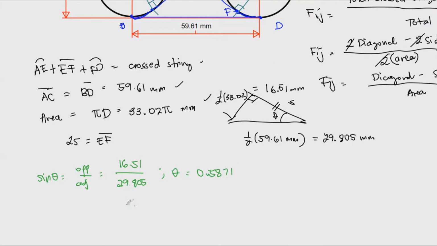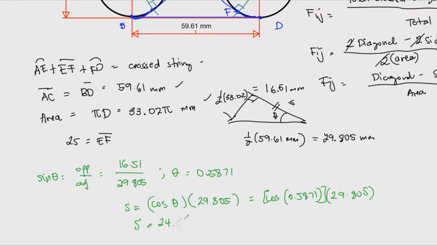So to be able to get this S, the length from E midway to F, that would be equal to the cosine of theta, because that is the adjacent side, and of course we need to multiply that with the hypotenuse, so that is multiplied with 29.805. So this is equal to cosine of this angle multiplied with 29.805. Therefore S is equal to 24.8145, and that is in millimeters.